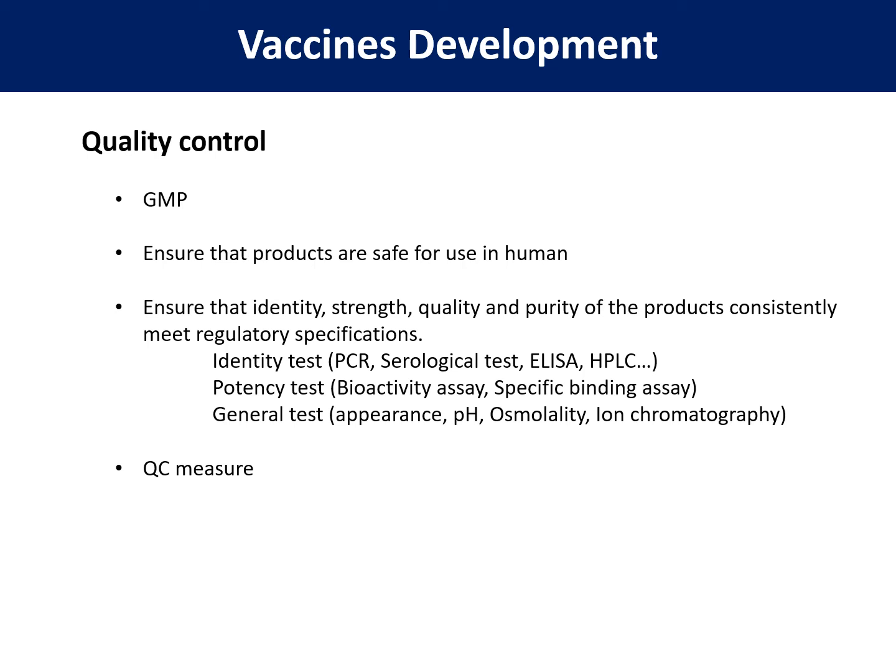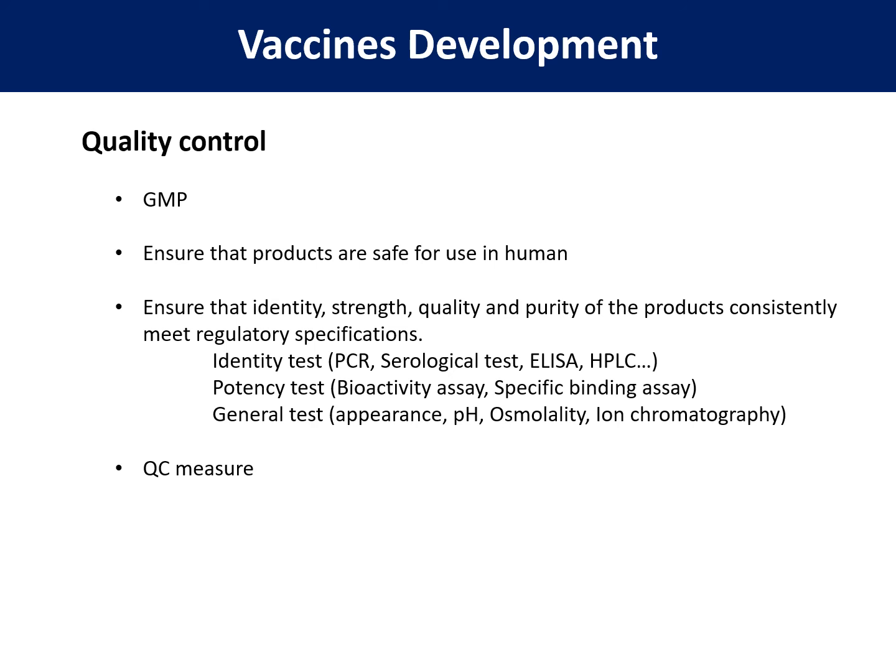So these are some of the tests to study this consistency, like the identity test, where they can use PCR, serological test, or ELISA to measure the presence of the protein, if it's a protein-based antigen, and HPLC, analytical and preparative, to see the purity of the antigens as well. So the identity test is included to ensure the vaccines contain the exact antigen for the particular disease.